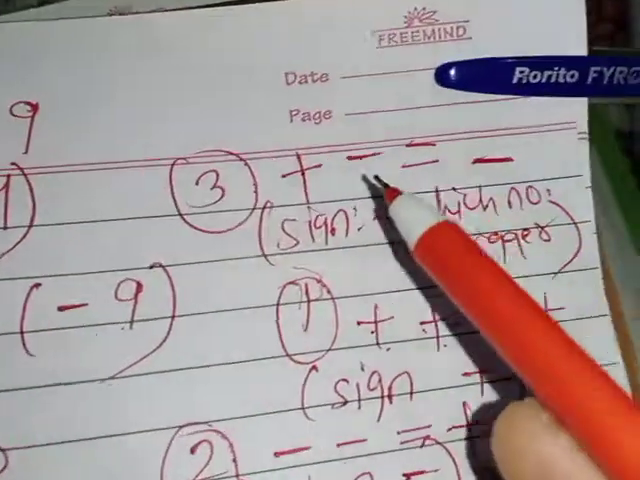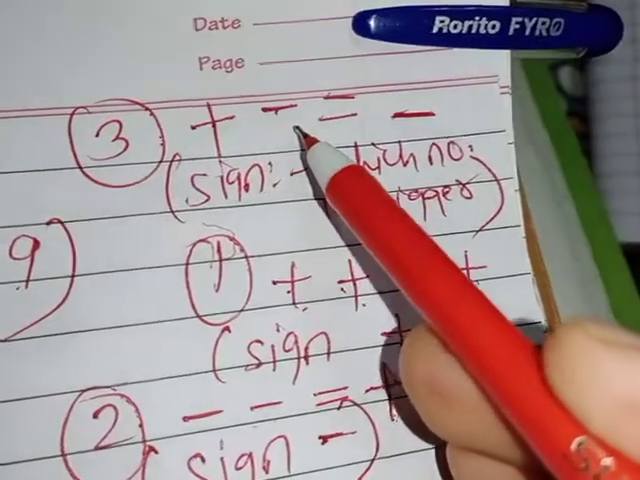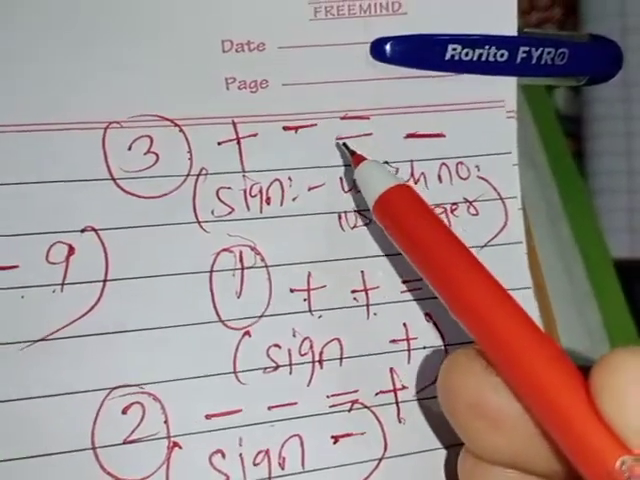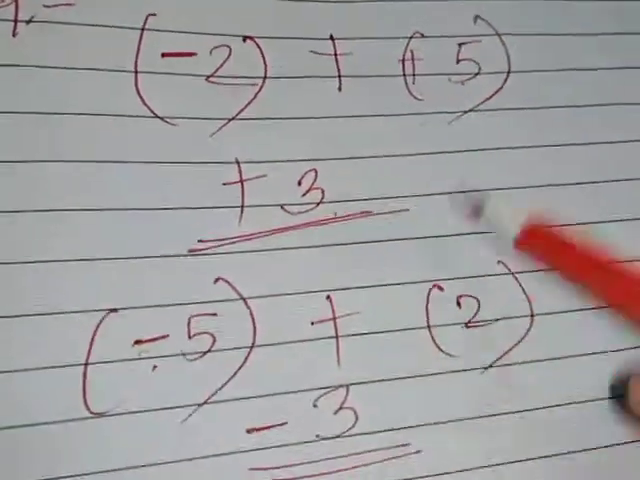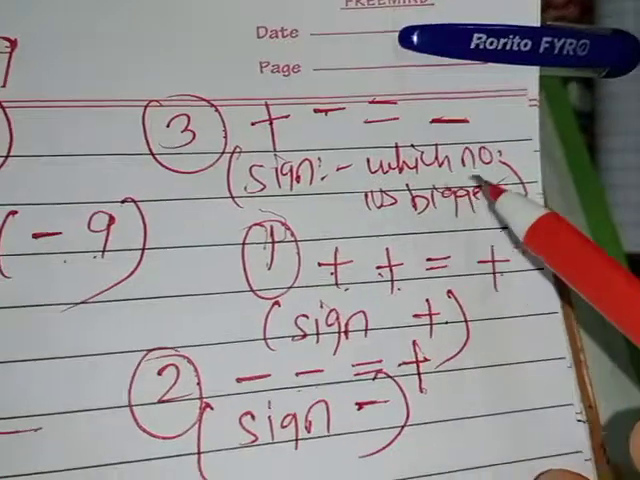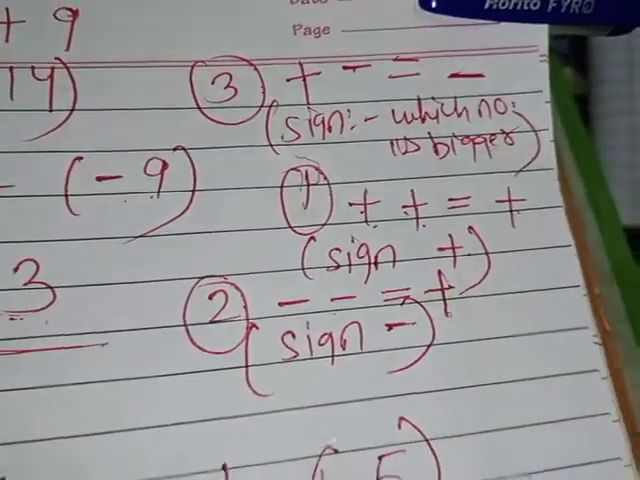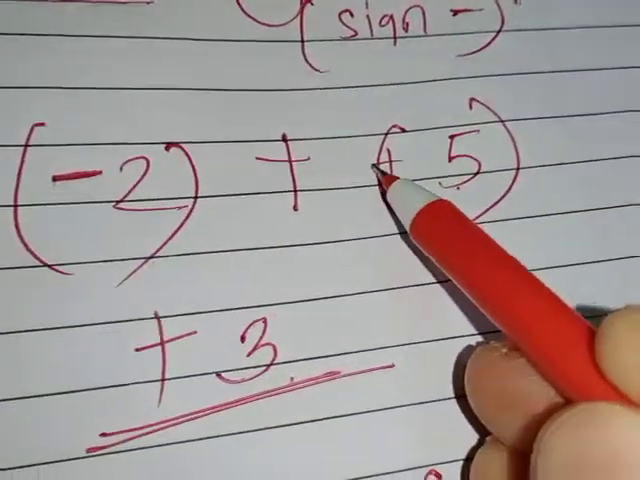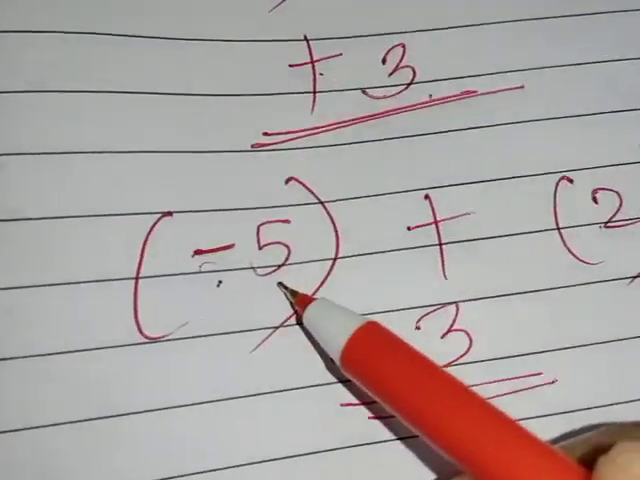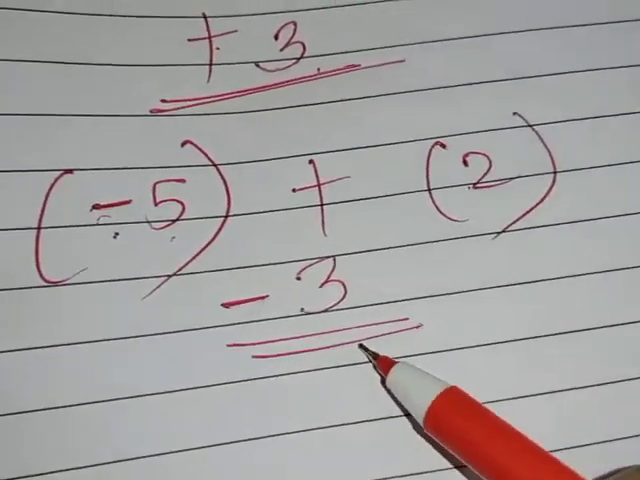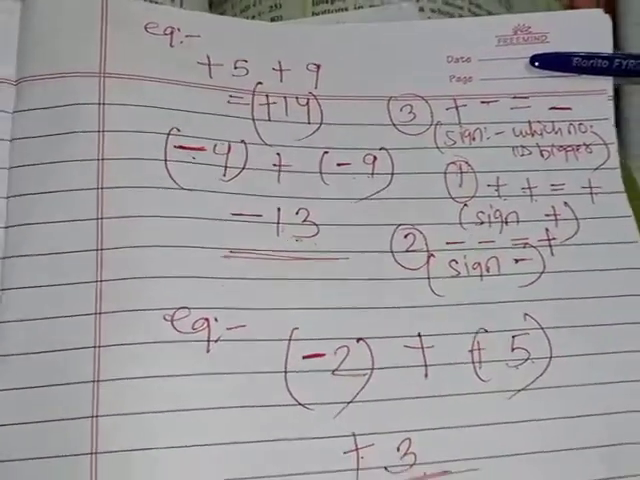Clear? And when one is positive, one is negative, that time what we will do? Solution we will do minus. One positive, one negative, solution we will do minus both the places, but sign we will put which one is bigger. If the bigger number has plus sign, then in the answer we will put plus sign. If the bigger number has minus sign, in the answer we will put minus sign. This rule we have to keep in mind while solving additions of integers.